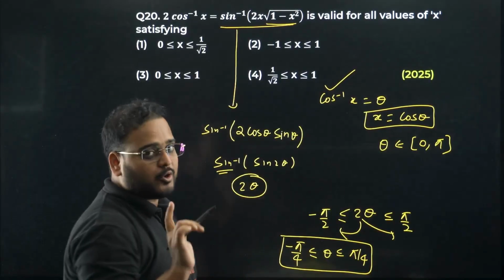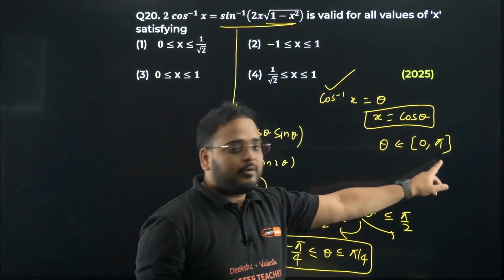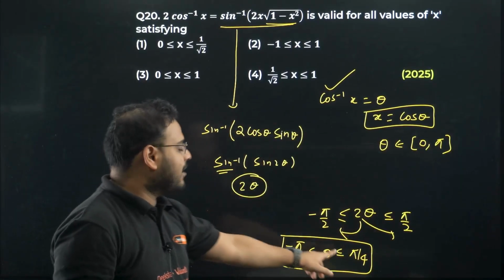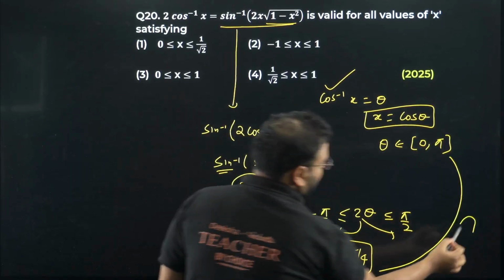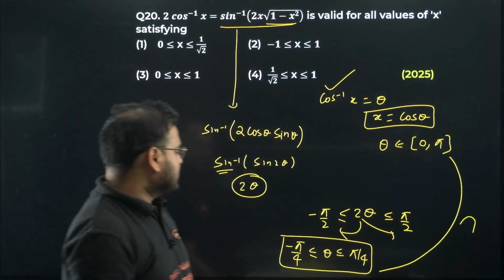We are close to the answer, but not exactly. We have 0 to pi over here, and we have minus pi by 4 to pi by 4. We have to take the intersection of both these two. What is the answer going to be? Simply 0 to pi by 4.